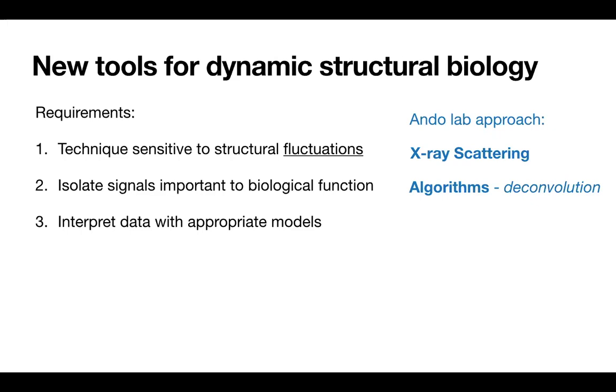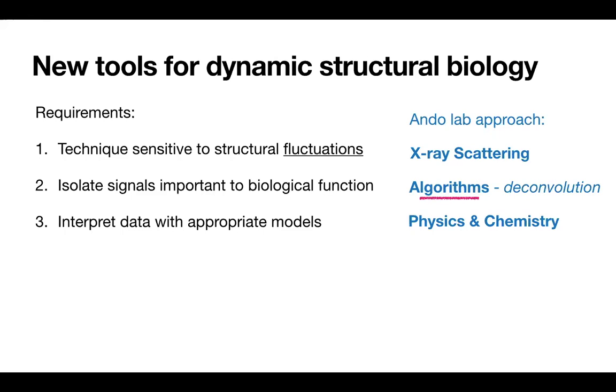To isolate signals of interest to biological function, we're going to need some algorithms. In particular, X-ray scattering signals, as you'll see, are always mixtures of many different components. And so the sorts of algorithms we're going to use are those that unmix mixed signals. I've chosen to call these deconvolution. And then for models, we're going to bring in physics and chemistry.